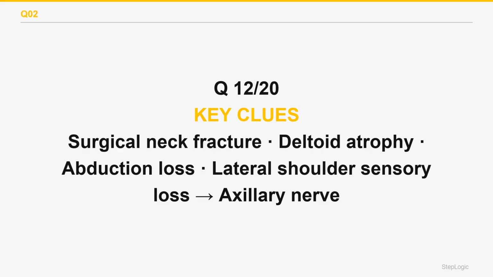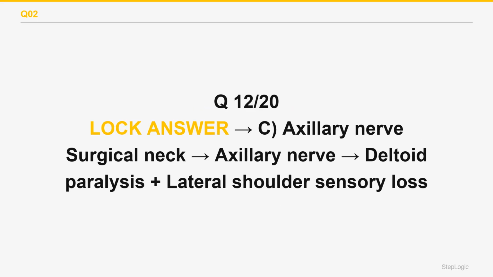The axillary nerve wraps around the surgical neck of the humerus. It innervates the deltoid, primary shoulder abductor, and teres minor, and provides sensory innervation to the lateral shoulder, the regimental badge area. Surgical neck fracture is the classic mechanism. Loss of deltoid function leaves only 0 to 15 degrees of abduction from supraspinatus.